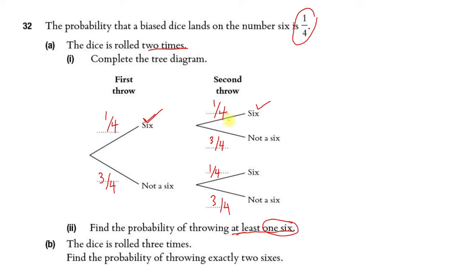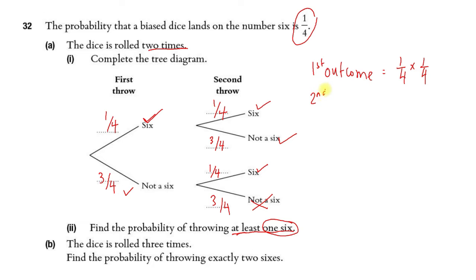First throw getting 6 and second throw not getting a 6 also fits the criteria of throwing at least 1 six. If your first throw is not a 6, you need to get a 6 in the second throw. Okay, so this is not in the criteria. You have 3 possible outcomes. First outcome is getting 6 in each throw. So 1/4 times 1/4, right? You're getting 6 at each throw.